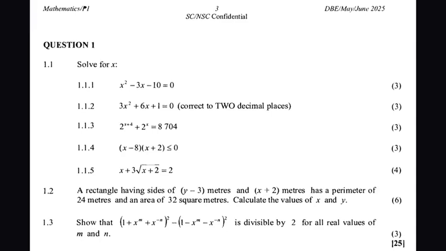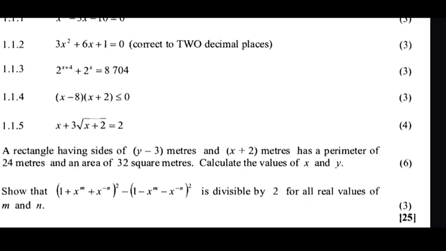1.2, this is a simultaneous equation question. Question 1.2 says a rectangle having sides of y minus 3 meters and x plus 2 meters has a perimeter of 24 meters and an area of 32 square meters. Calculate the values of x and y. 6-mark question.